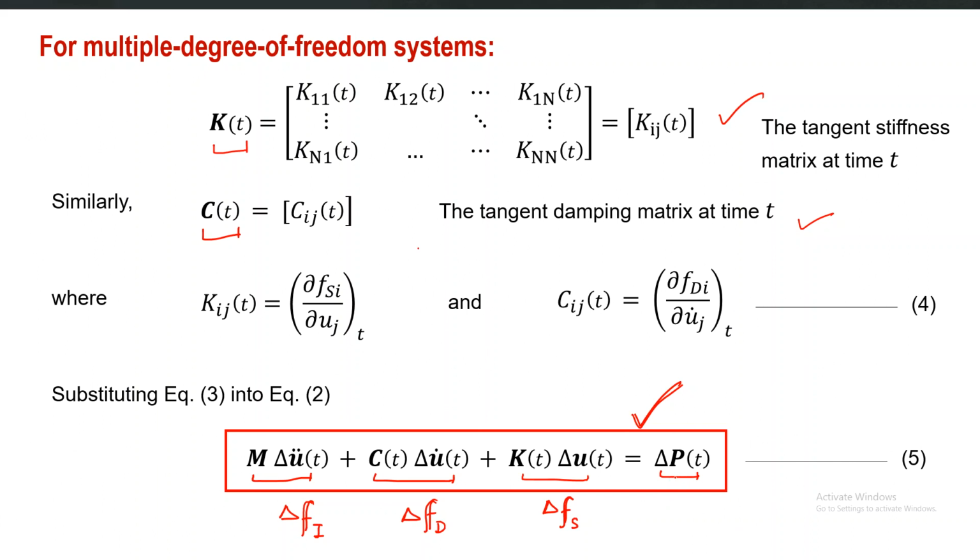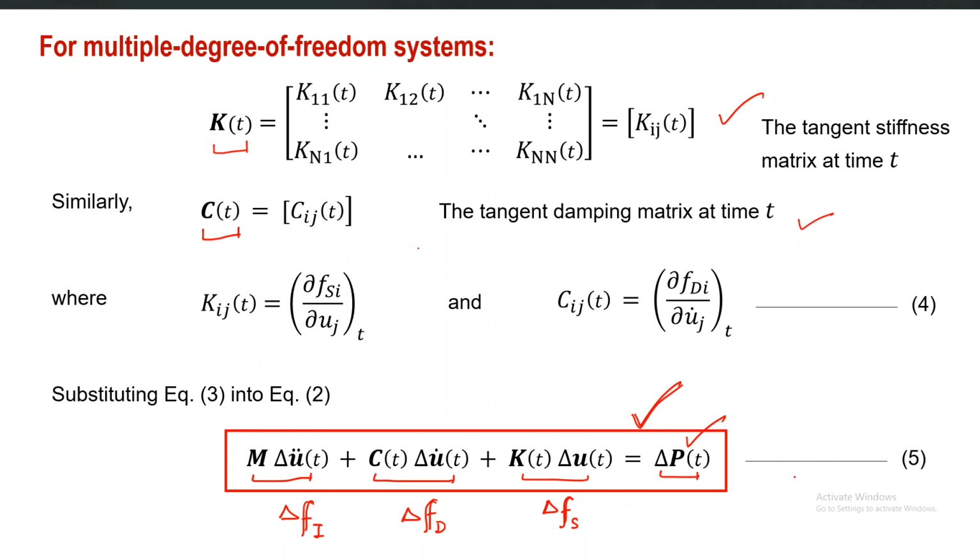So the equation form is the same, but now instead of K of t, the instantaneous slope, we have a tangent stiffness matrix. Instead of the delta u function, we have a delta u vector. Similarly, delta u dot and delta u double dot vectors will be there, and mass and damping matrices will be there instead of just one number. We will also have a delta p vector now. So the same incremental form of the equation can be written in this form, and this is also the result of the same piecewise linear assumption.